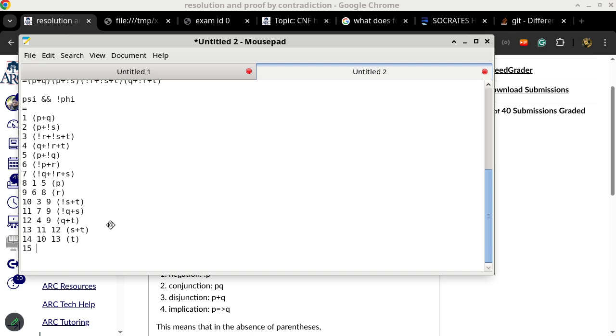The conclusion is not that phi is false. Phi itself may or may not be false depending on the values of the variables. It is simply not implied by psi. Yep.